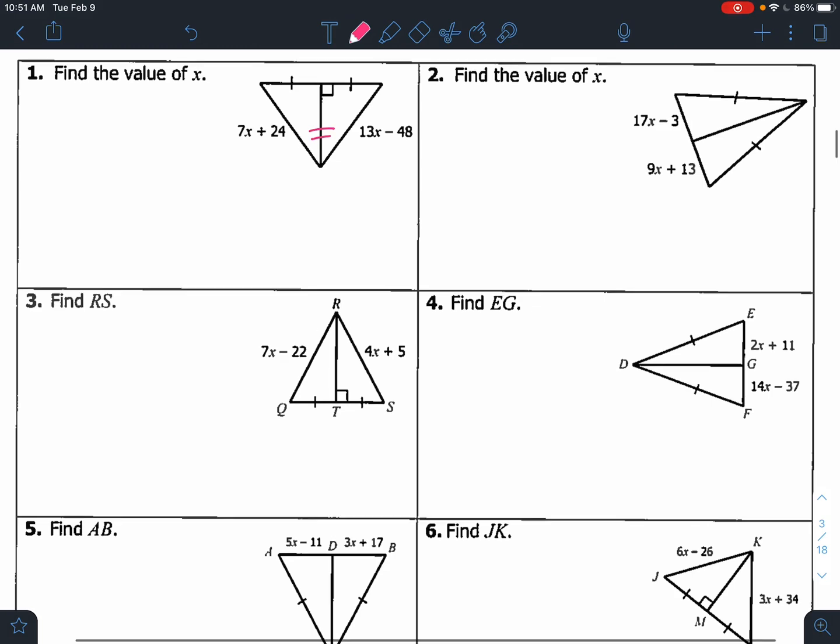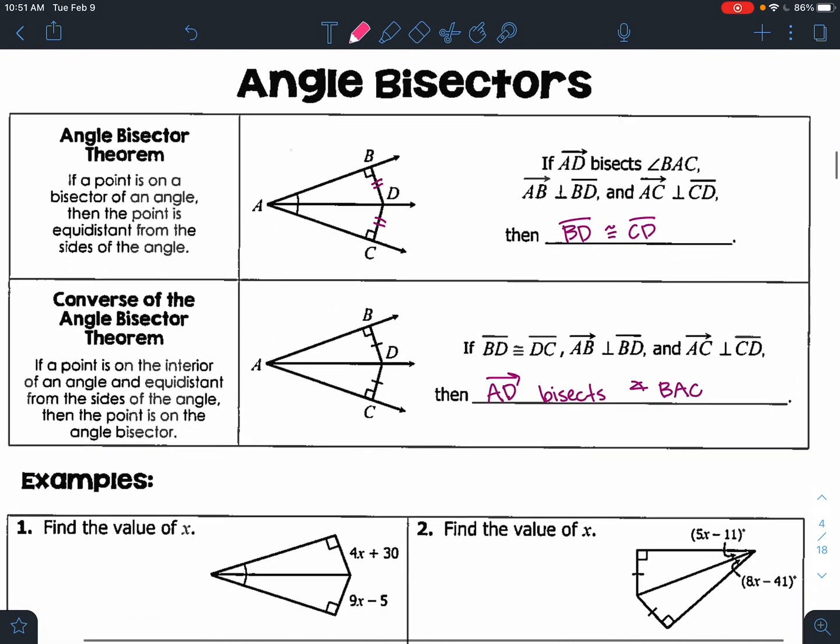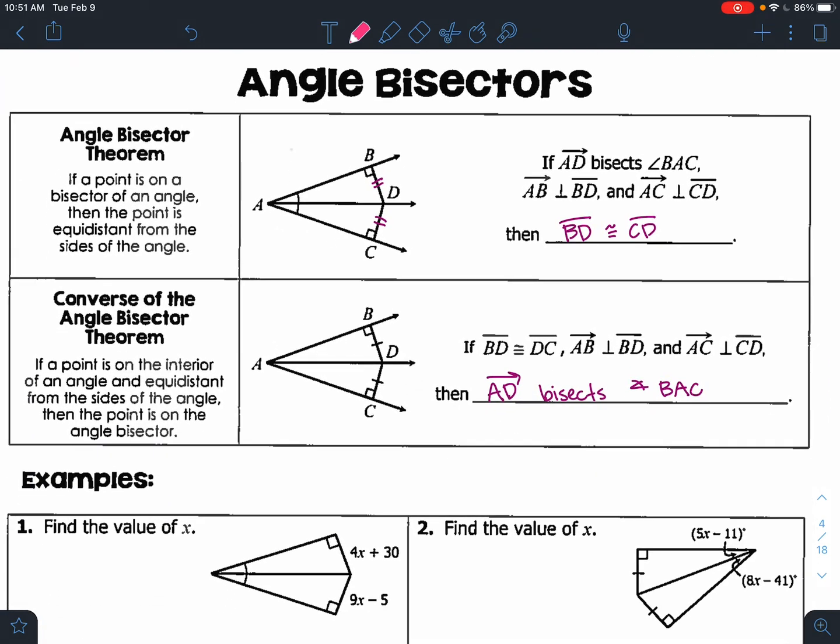So we have our perpendicular bisectors, and the next thing that we're going to cover are our angle bisectors. So our angle bisector theorem tells us that if a point is on the bisector of an angle, then the point is equidistant from the sides of the angle. Now remember that distance is measured perpendicularly. So if AD bisects my angle and I'm looking at perpendicular distance, then BD and CD will be congruent to each other. For the converse, if I know that the perpendicular distance between D and B and D and C is congruent, then I know that AD bisects my angle.